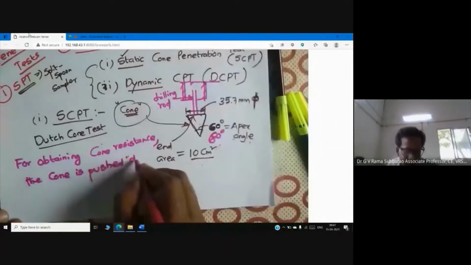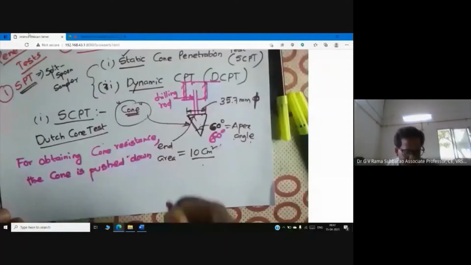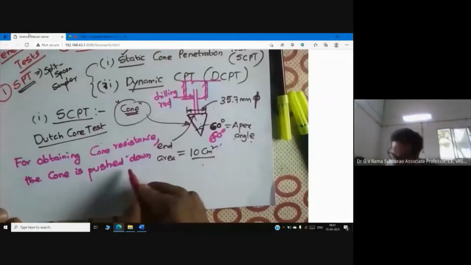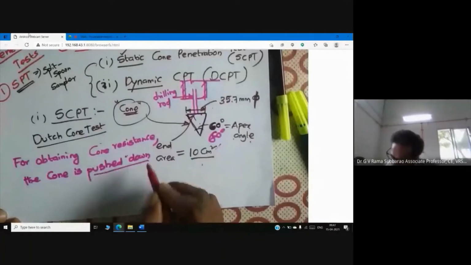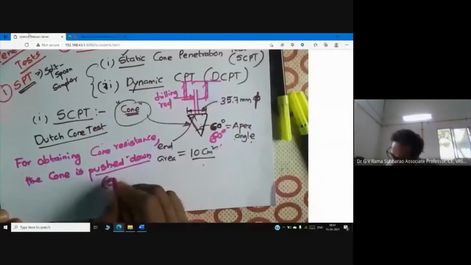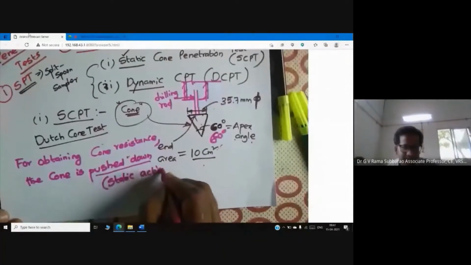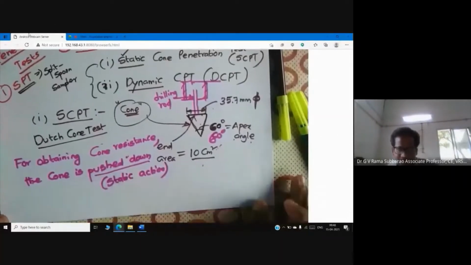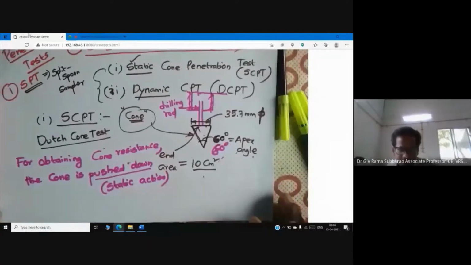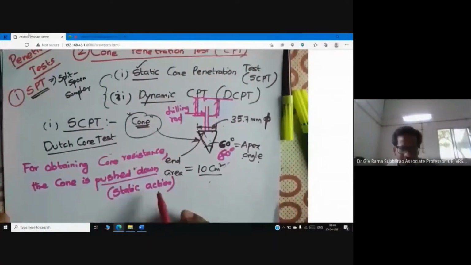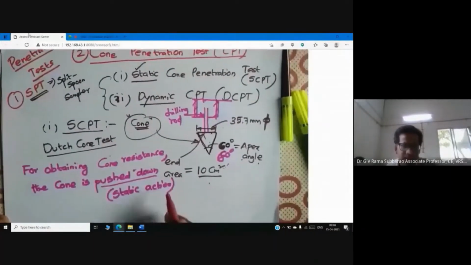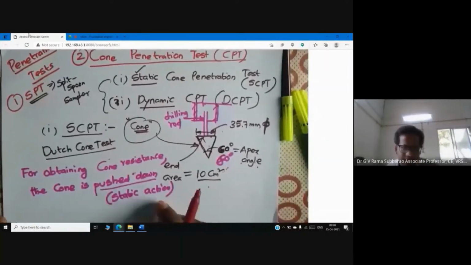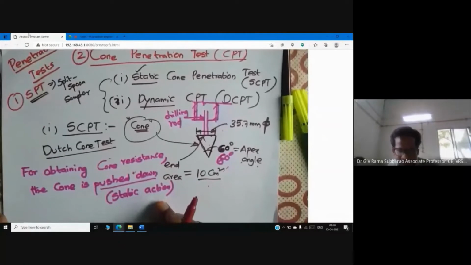So I am penetrating the cone into the soil. Push it down. That means here, let me tell you, this is static action. Please keep this point in mind. When you are pushing the cone into the soil, it comes under the category of static energy. It's not dynamic energy, because I'm pushing the cone into the soil.